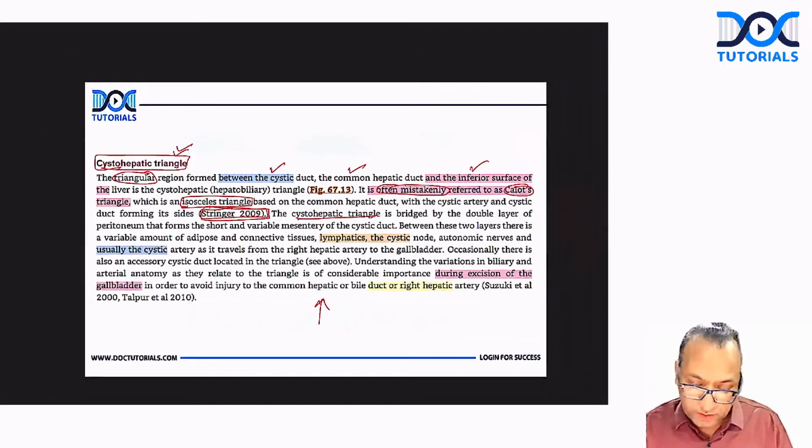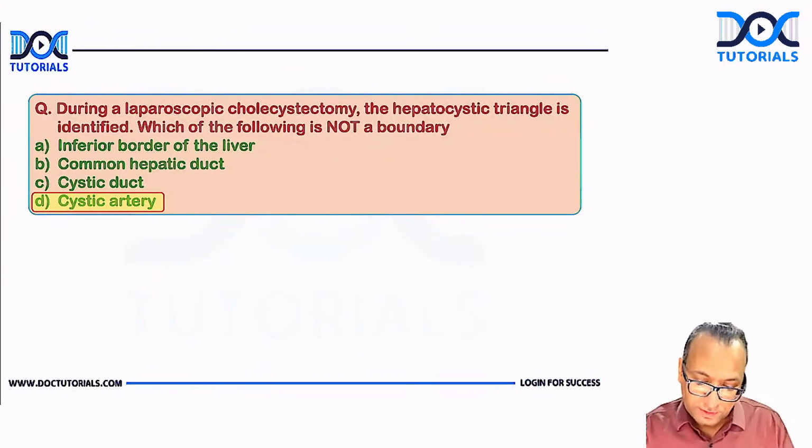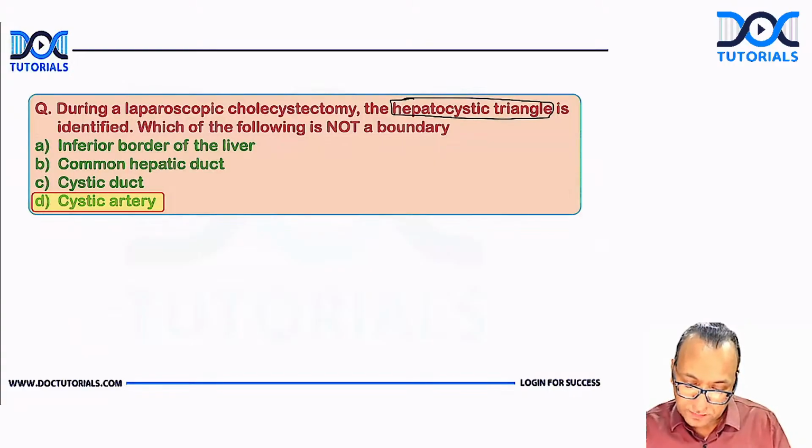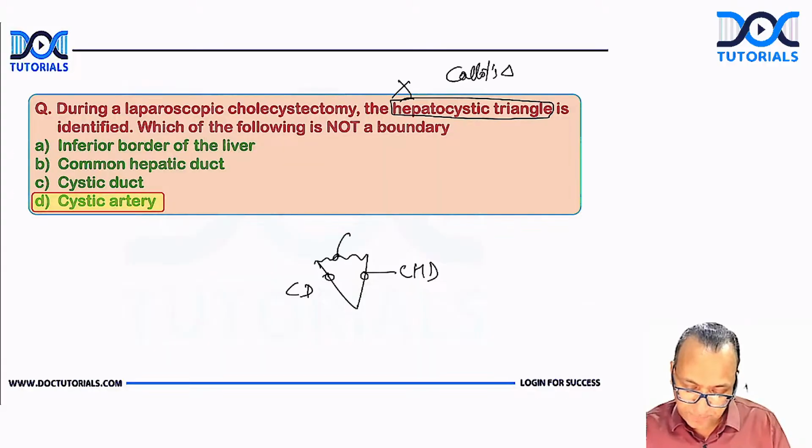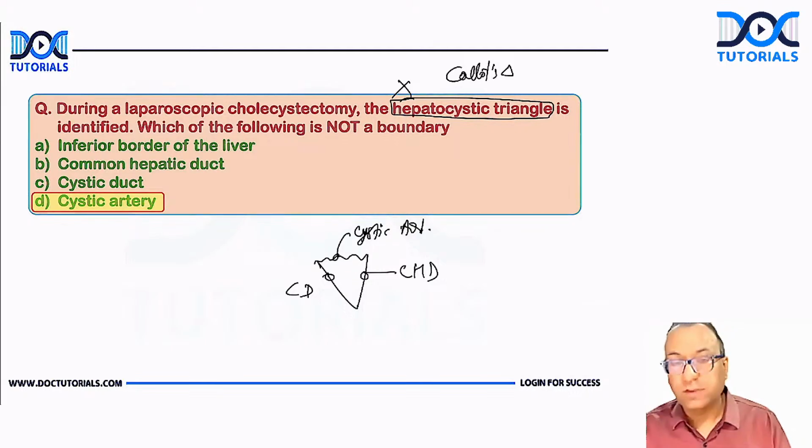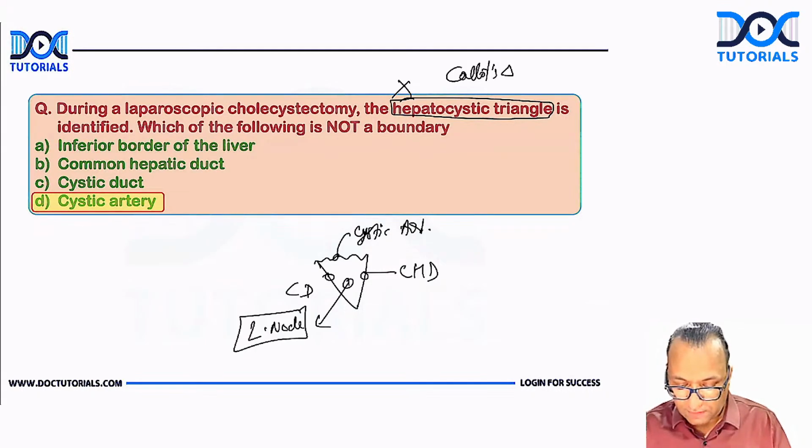But what should I know? What you should know is, when the examiner is asking about the hepatocystic triangle, he is not talking about Calot's triangle. Because if you say Calot's triangle, then it is different. For Calot's triangle, you have to use the common hepatic duct, the cystic duct, and the cystic artery. These are the boundaries. And only one content is there, that is the lymph node.